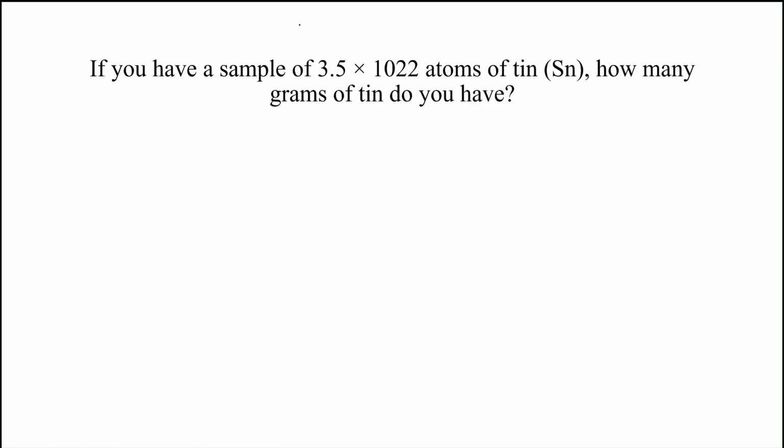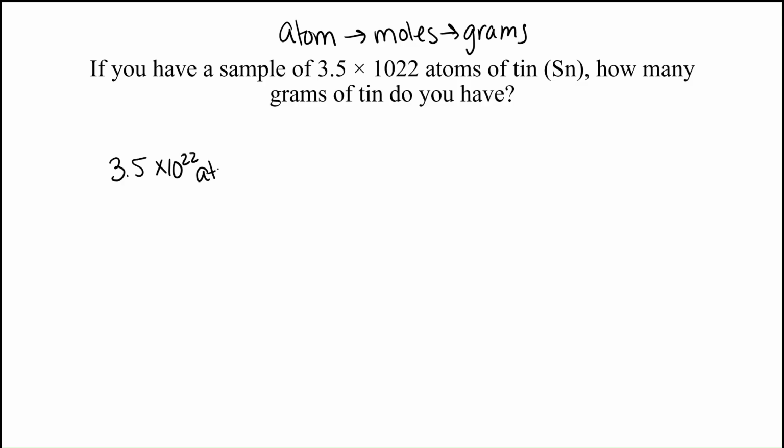To solve this problem, we're going to go from atoms to moles to grams. And like any unit conversion problem we ever do, we're going to start with the information that's given. So we're going to start with 3.5 times 10 to the 22nd atoms of tin. Then we're going to set up our train tracks here and let our units guide us.